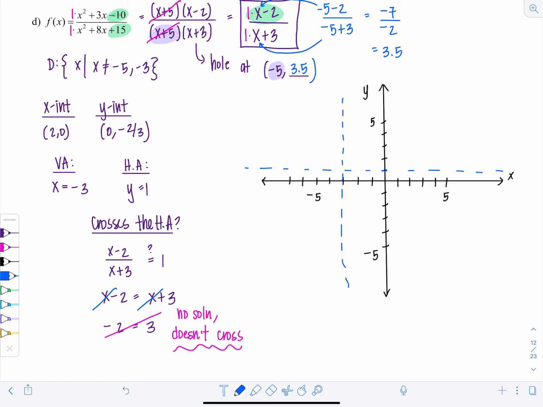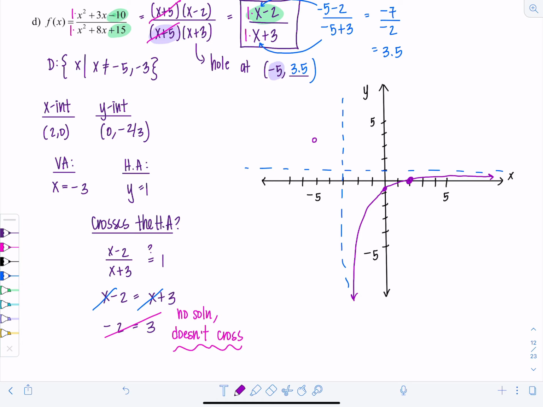So there's only going to be two pieces to this graph. The x-intercept is at 2, 0. The y-intercept is at 0, -2/3. And then the hole at -5, 3.5, so just plot an open circle. Okay, so there's two pieces to the graph. This piece has to go this way, right? Approaching the vertical asymptote. We figured out that it doesn't cross the horizontal asymptote at all. So it's just going to behave like this, stay underneath, and that's it.